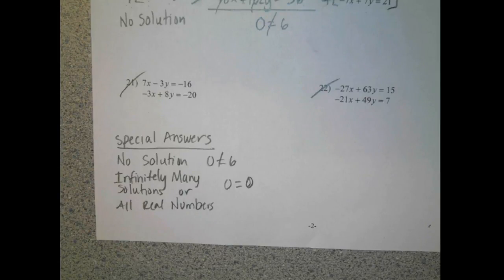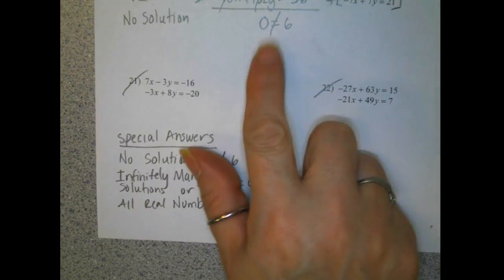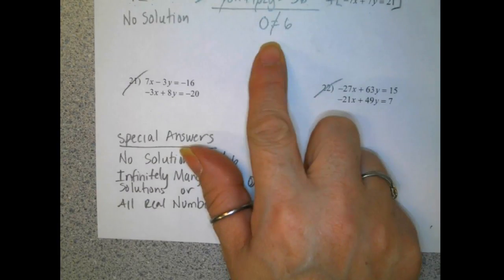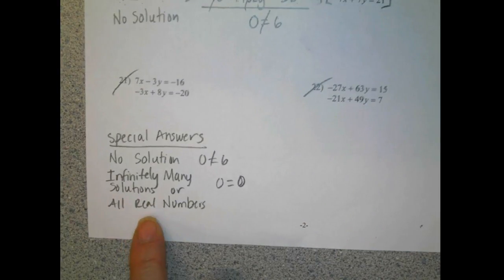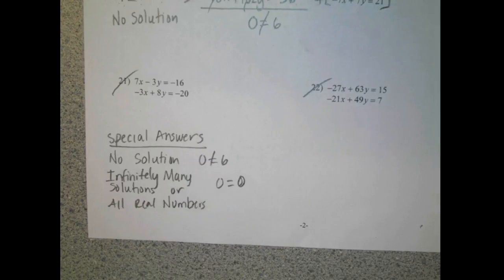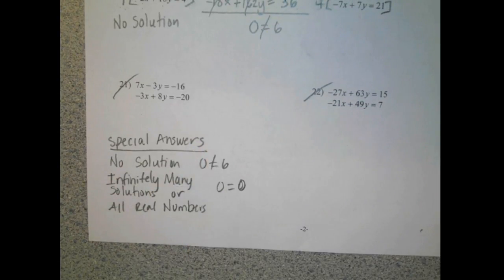Okay, so here we have this special one. You could also have infinitely many, or all real numbers, when they equal each other. And that's less work. So this one that we thought was a lot of work really wasn't too much work after all.